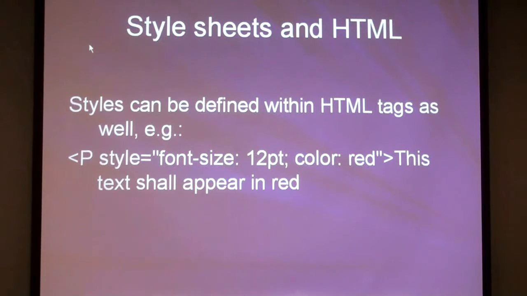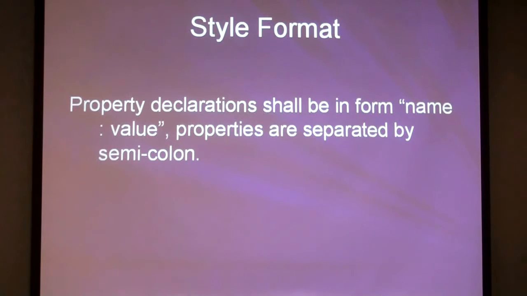You can actually, instead of having separate files, specify styles within the paragraph itself. We've seen code similar to this before. We can say style font size 12 points, color red. And then this text will appear in red until the closing of the paragraph. Okay, we can do that as well. And the style format which we use is name, colon, value. This is actually not HTML language anymore. This is CSS language, and they use different formatting and styles.